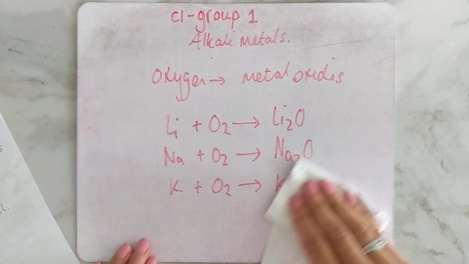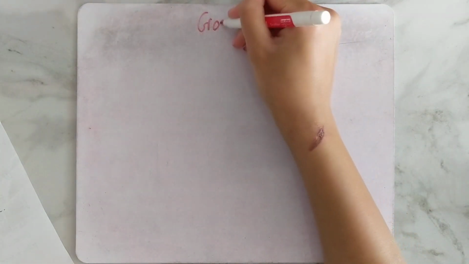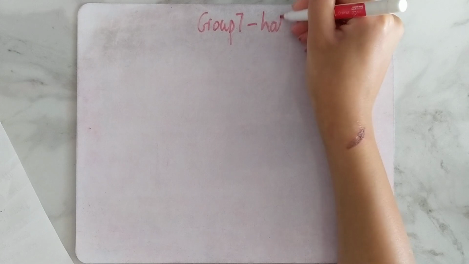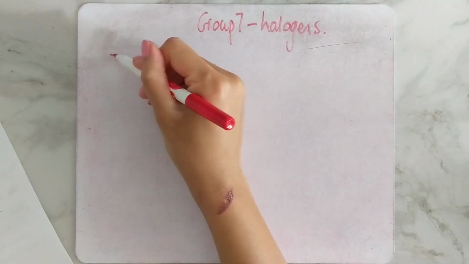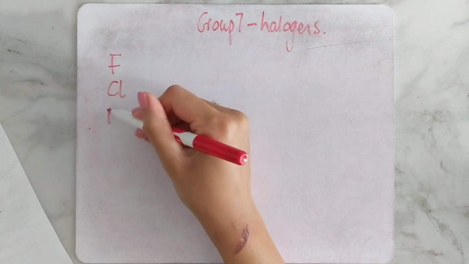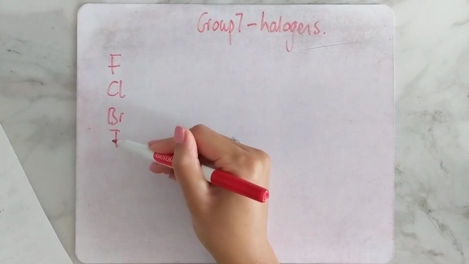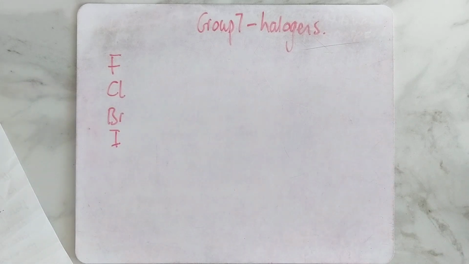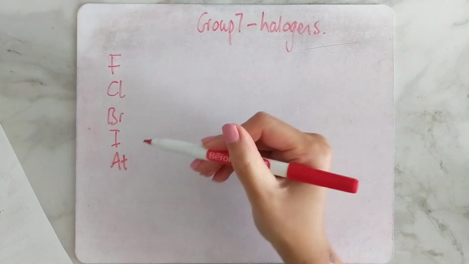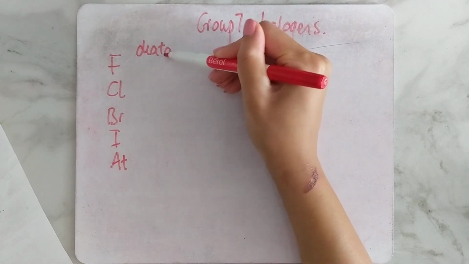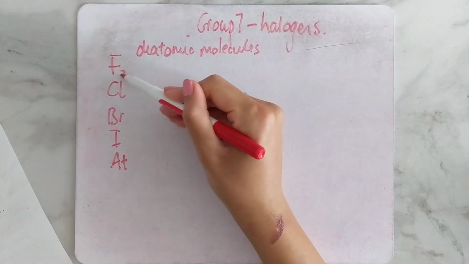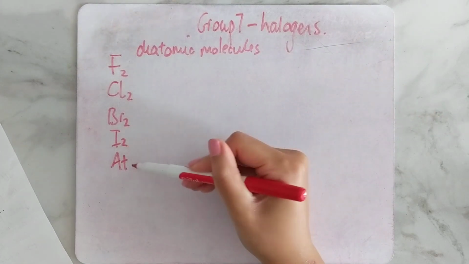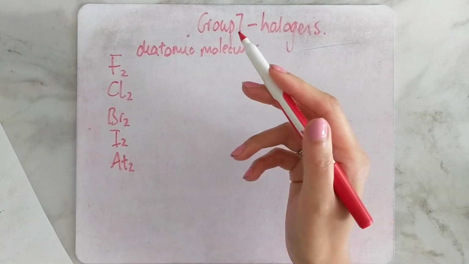Let's move on to group 7, the halogens. Okay, so group 7, known as the halogens. So we are looking at fluorine, chlorine, bromine, iodine and astatine. So they always exist as diatomic molecules. When they're on their own, they always exist in pairs. So it's F2, Cl2, Br2, I2, At2.